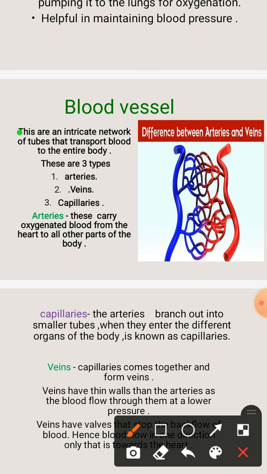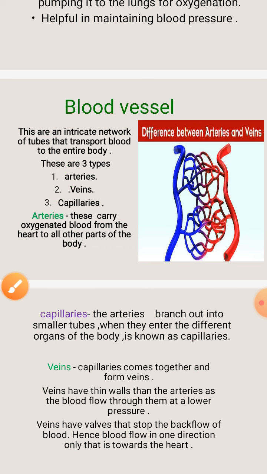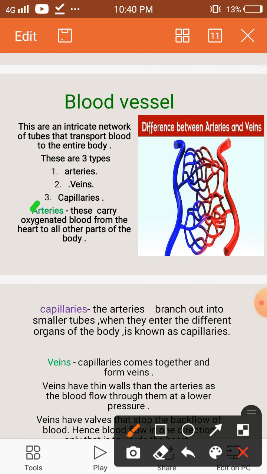These are of three types. First is the arteries, second is the veins, and third is the capillaries. So firstly, we discuss arteries. What are arteries? These carry oxygenated blood from the heart to all other parts of the body. As blood flows through the arteries at a high pressure, they have thick elastic walls.